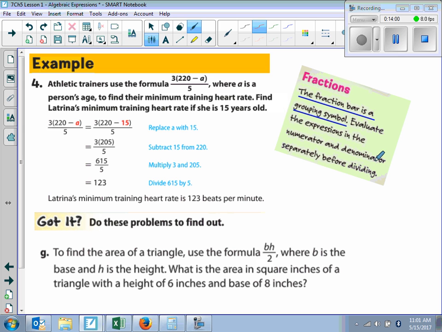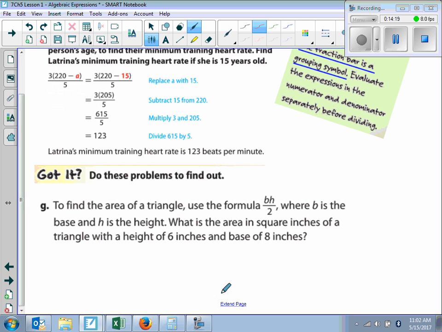And once those are simplified, then you can divide. So in this example, we're going to simplify the numerator first. So we're going to do 220 minus 15. That gives us 205. Multiply times 3, 615. And now you can divide. Does everybody see that? Okay.